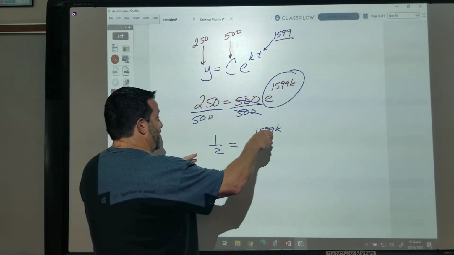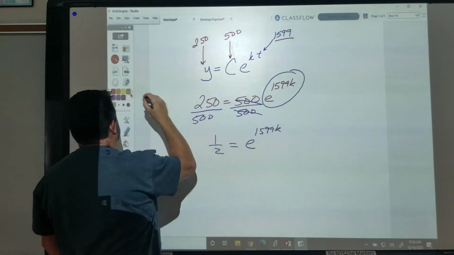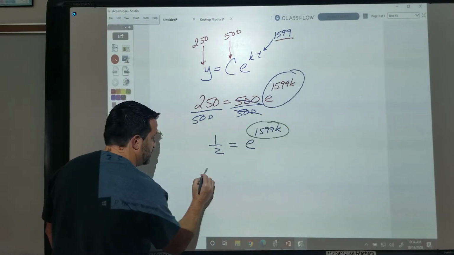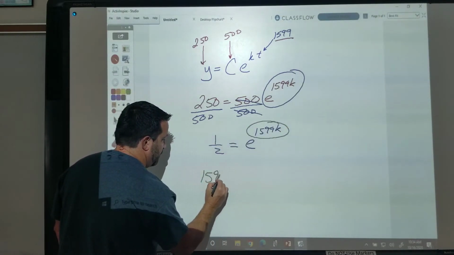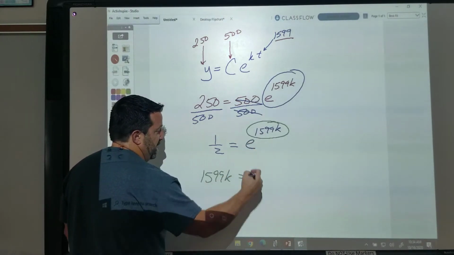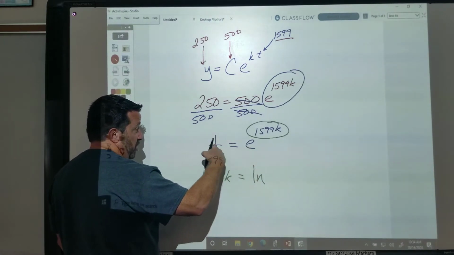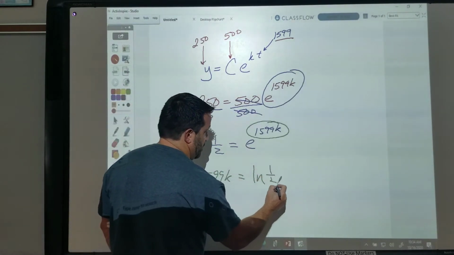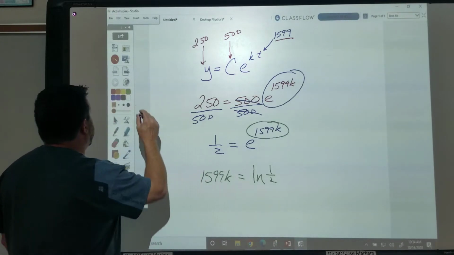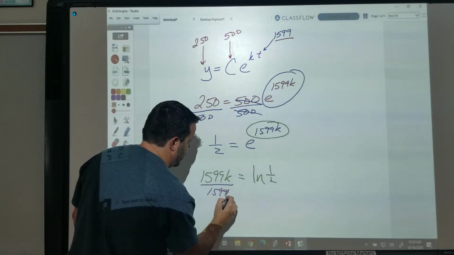Now, I want to get to that K. So what we learned is that if you want to get to that exponent, 1,599K, you can do it by taking the log with this base. So it'd be the natural log, base E, of this number that's on this side. So to get K, I have to divide by 1,599.